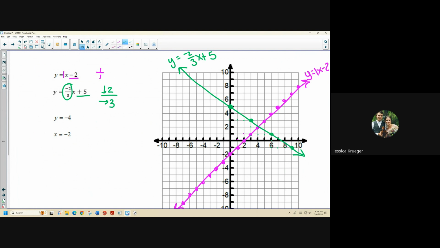Y equals -4. There's no x in this. So this means in my table, y is going to be -4 no matter what. So if x is -2 or 0 or 10, y is going to be -4. So that's going to be a horizontal line.